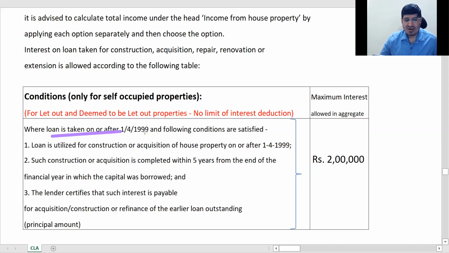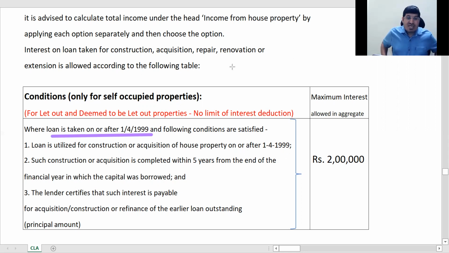Okay, so where first thing here is where the loan is taken on or after 1/4/1999. Okay, remember this date, it is important. Okay, with all these conditions now, it all started from 1/4/1999. As I said, these have been changing. First, earlier there was no limit. Okay, then just 6-7 years back, it was 1,50,000. After that government increased to 2 lakhs. So this has been an evolving subject.